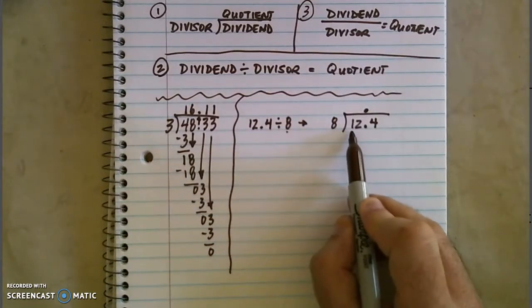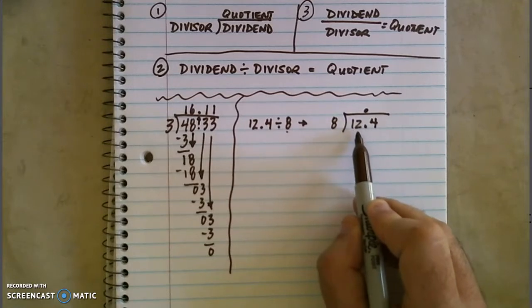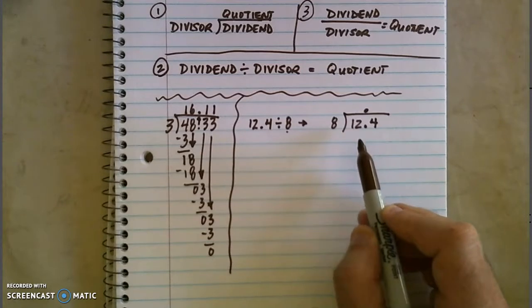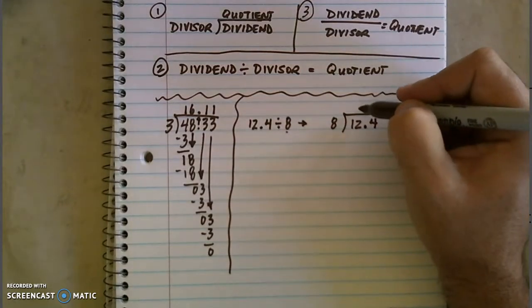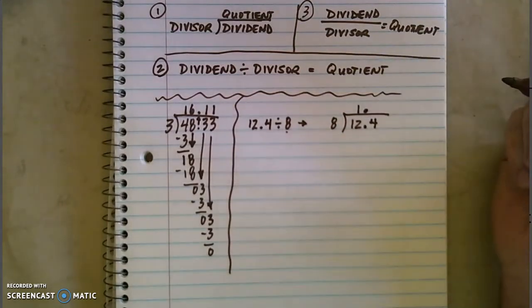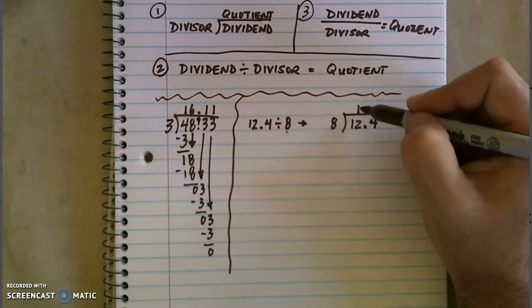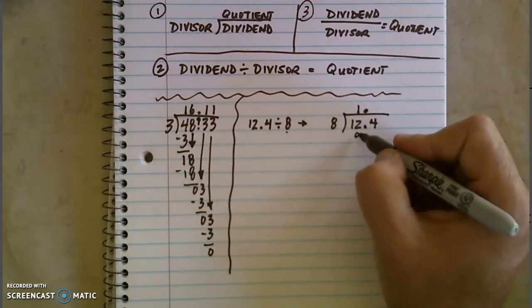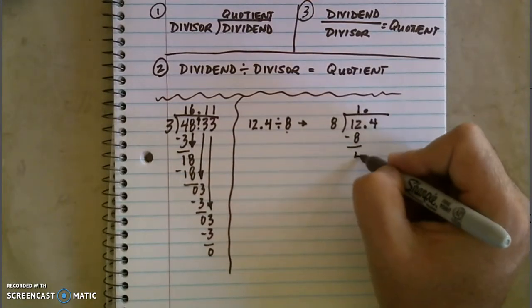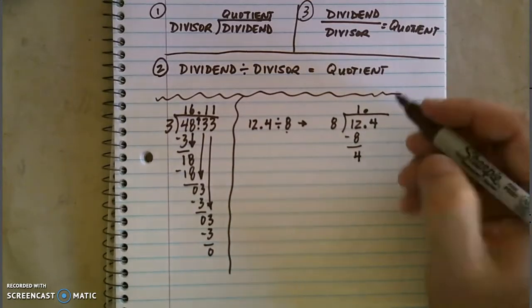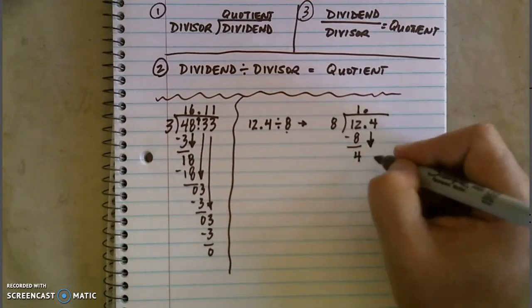Does 8 go into 1? No, it doesn't. So then I put the first two digits together. Does 8 go into 12? Yes, it does. How many times without going over? Goes in once. That 1 has to go above the 2 because I'm going into 12 and not just 1. 1 times 8 is 8. When I subtract, I get 4. Is 4 less than the 8 I'm dividing by? Yes, it is. So I'm okay to bring down my number.